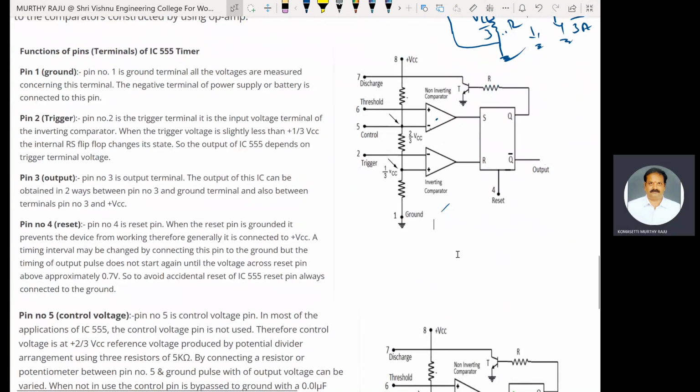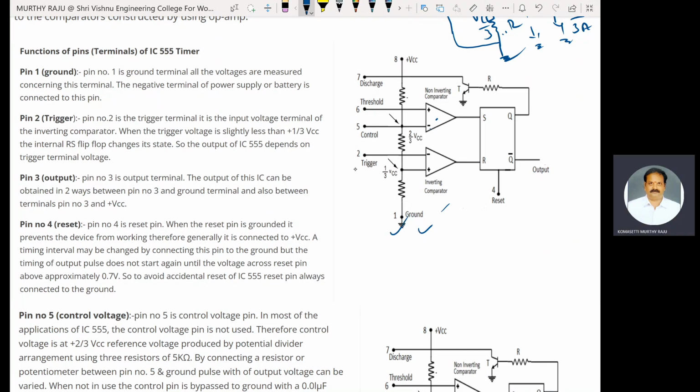Next, the functions of the pin terminals of the 555 timer IC. This is pin 1. Pin number 1 is the ground terminal. All the voltages are measured with respect to this terminal only. The negative terminal of the power supply or battery is connected to this pin. Suppose there is a 5 volt battery; its negative terminal is connected to this ground terminal. Any voltage is measured with respect to the ground terminal. The ground terminal is nothing but the reference terminal.